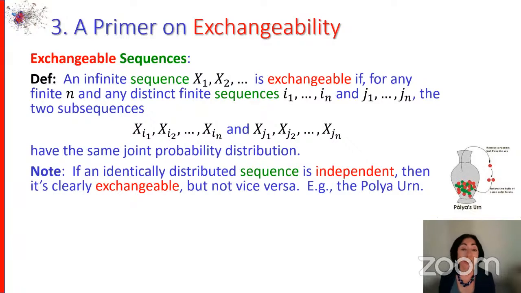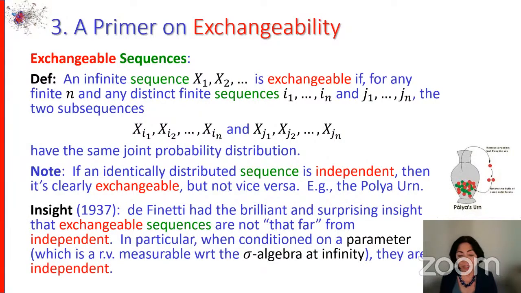If an identically distributed sequence is independent, then it's clearly exchangeable, but not vice versa. Think of the Polya urn. And in 1937, de Finetti had a brilliant and, at the time, surprising insight, and it's still surprising when you present the theorem to students for the first time, that exchangeable sequences are not that far from independent. In particular, when conditioned on a parameter, which is a random variable measurable with respect to the sigma algebra at infinity, they are independent, okay?